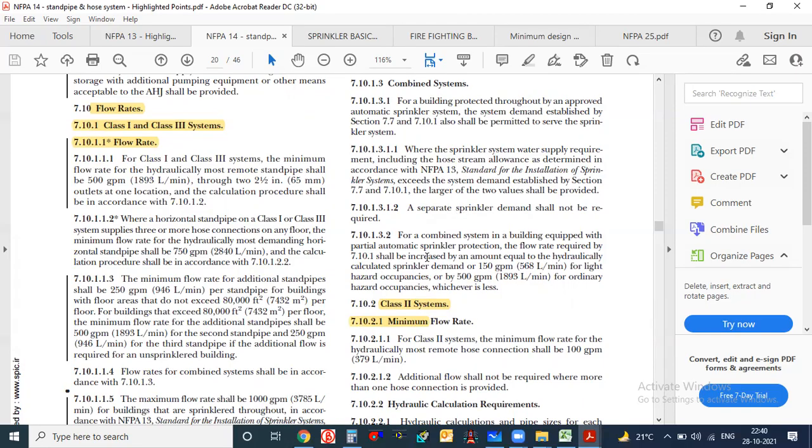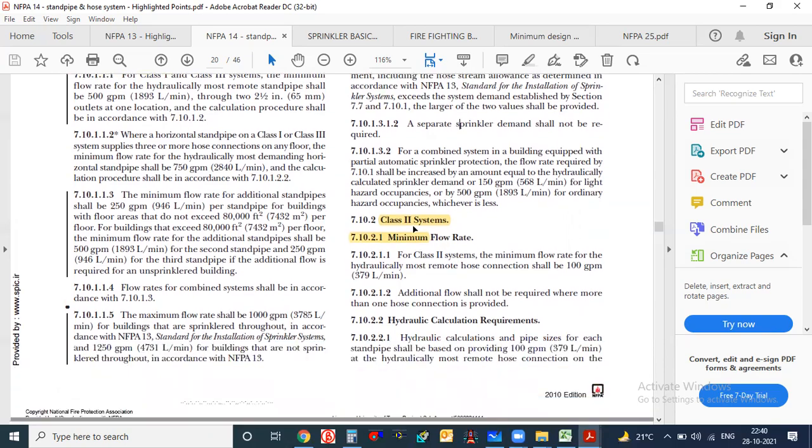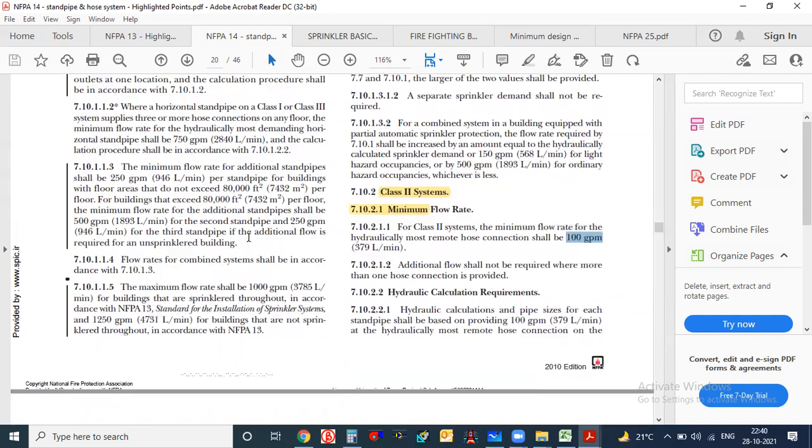So we don't need to bother about these things. We will be sticking to the Elite software only. They have given the minimum flow rate for 40 mm, which is 100 GPM. Like 250 GPM for 65 mm, 100 GPM for 40 mm.